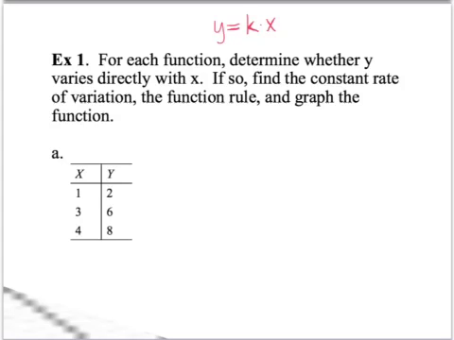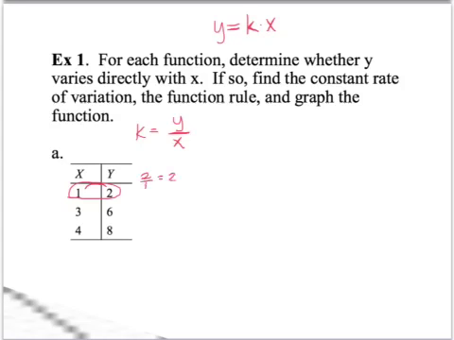Okay, so to see if y varies directly with x, we need to look and compare. Because if I compare each of the points, they should have the same k value. If they have the same k value, then it's a direct relation. So to find the k, you may remember you simply take y divided by x. So that's what I'm going to do here. What is 2 divided by 1? And of course we get 2.